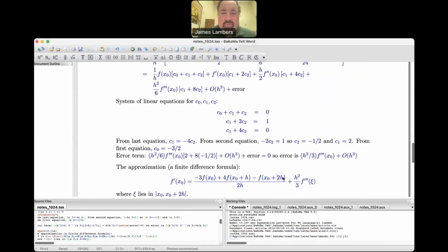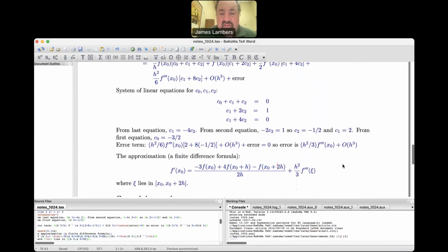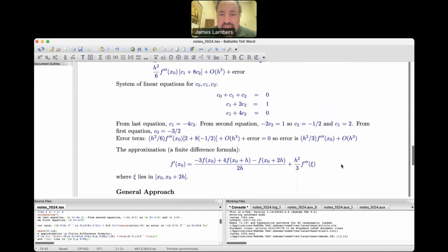All right, so this is an example of how we construct a finite difference formula for approximating the derivative at a point x naught. Now, this was just an example. So now I'm going to extrapolate from that to show you how it's carried out in general.